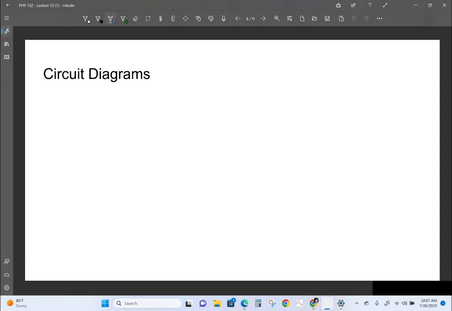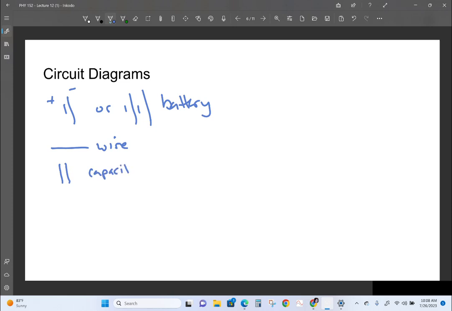We have some kind of voltage source like a battery, and the symbol for that could look like this or like this. The short side is always the positive terminal, and the long side is always the negative terminal. That's the rule. Wires are just lines, and capacitors are two parallel lines. And a resistor, which we'll talk about later, is a squiggly line.